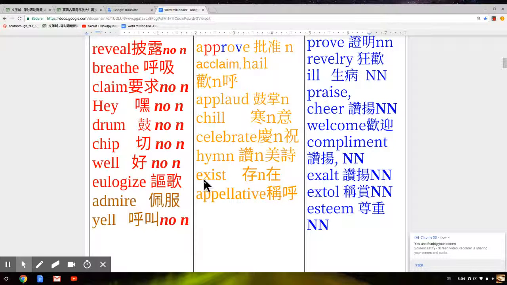Because of the letters S and T, it is balanced. Well balanced. If here, "exalt", the T becomes a minority. Here it is dominated by the letters, so zhan yang. Extol: this is all, the L becomes a minority, so chen zan. Esteem, chun zhong, N. Admire, pei fu, no N.